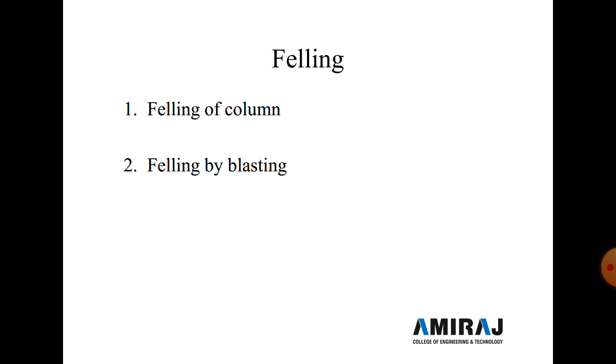The last one is felling. In felling of a column, the foot of the column is cut into a V shape, and it is felled by imbalance of weight and pulling with wire rope. And second is felling by blasting. So the column foot and beam ends are broken by blasting. Here a simple bomb is fixed in a column foot or a beam end, and we break the concrete structure.